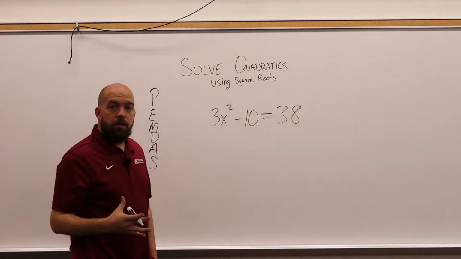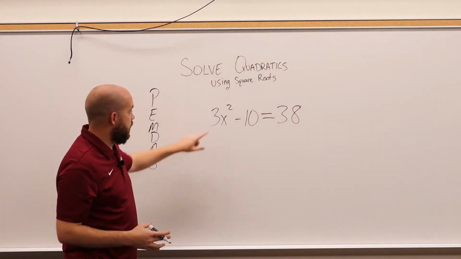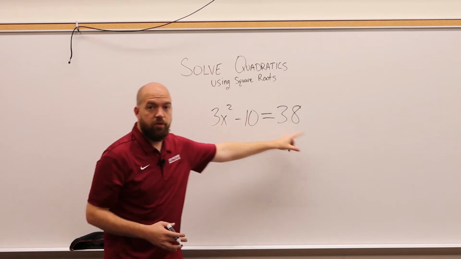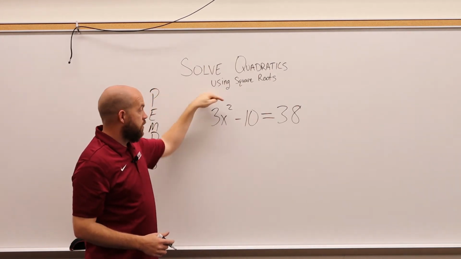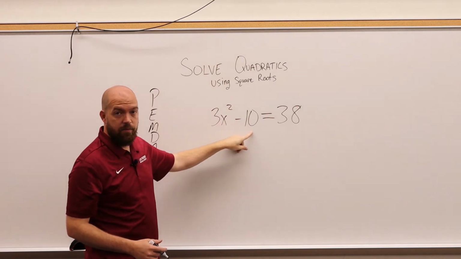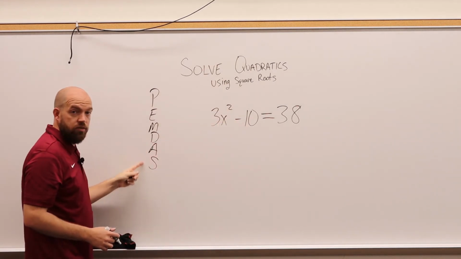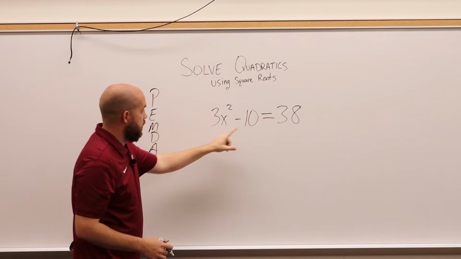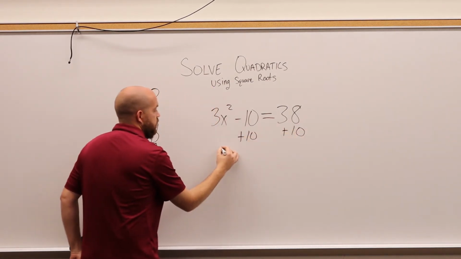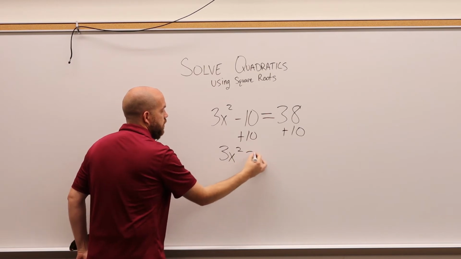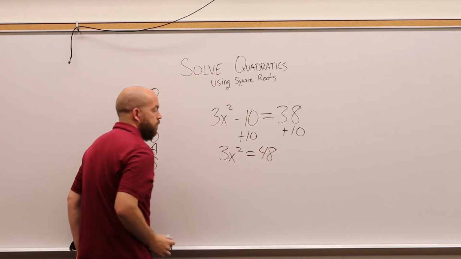All right, slowly getting a little more complicated. We've got 3x squared minus 10 equals 38. Trying to get the x alone, so I need to cancel the 3, the exponent, and the 10. First, I need to cancel any addition and subtraction. So I'm looking at this, we need to cancel the 10. So I add 10 to both sides. So I have 3x squared equals 48.